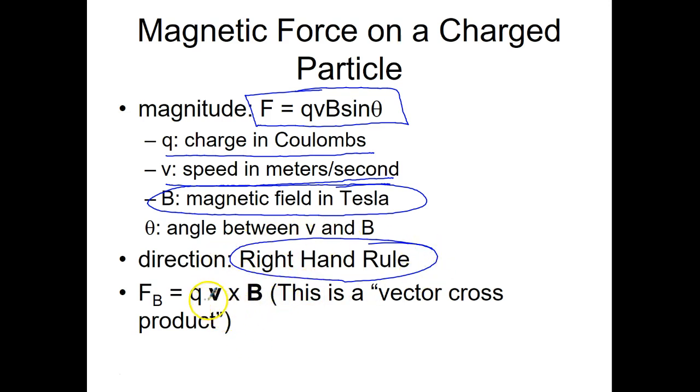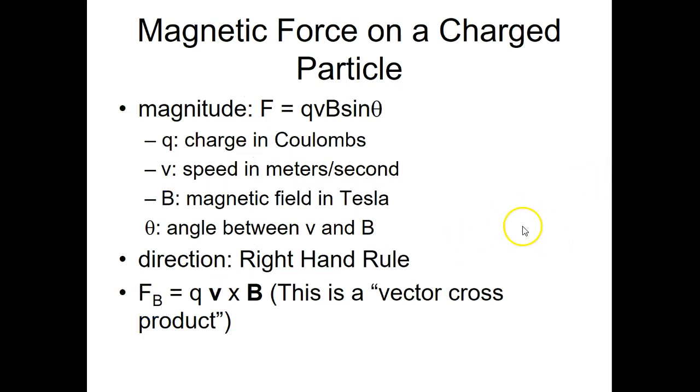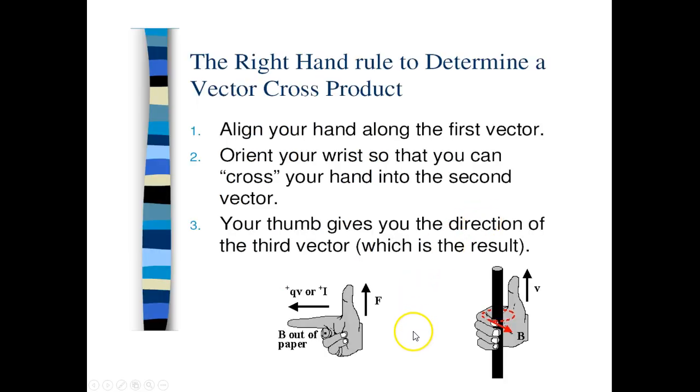And we can also write this equation as F is equal to Q times the vector V cross the vector B. So we could do a vector cross product, and that is how we're going to use the right-hand rule to help us figure out the direction of that force. The magnetic force we'll typically abbreviate with an F and then a little b, since B is the symbol for a magnetic field. This is the right-hand rule.